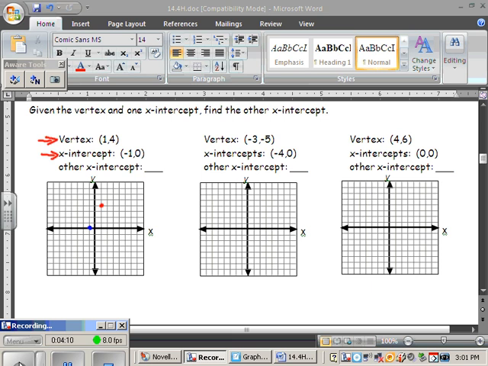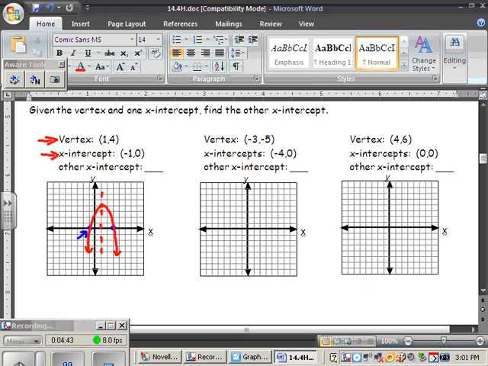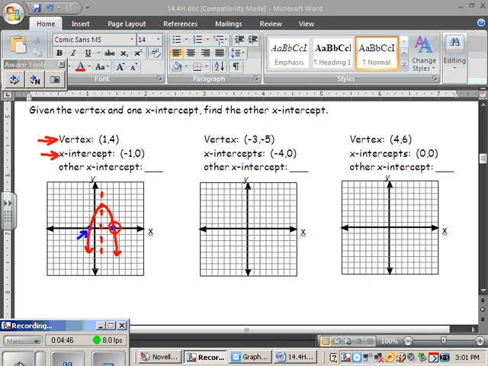Now, our vertex is going to cut our parabola in half, and it's symmetrical. So basically, our other x-intercept should be equal distance on the right side of that line. So our first blue point is 2 spaces left of the red line. So we want to go 2 spaces right of the red line so that it's symmetrical. That way, when we draw our parabola, it should look equal on both sides. So our missing x-intercept is right here. If we write down that ordered pair, it would be at (3, 0).